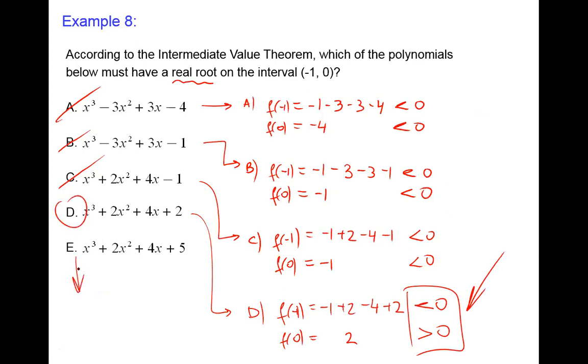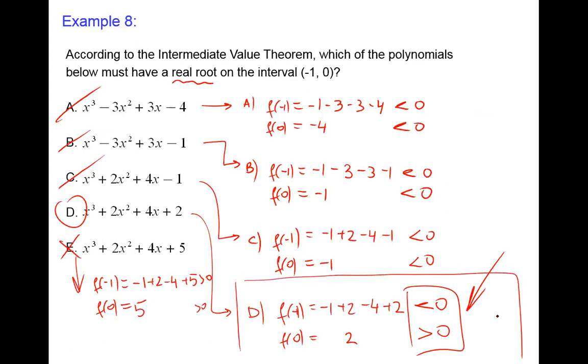If I am on the test, I will still test this one, just in case I make an arithmetic mistake. That means this is 5, and this will give me negative, positive, negative, positive. That means both of them are positive. Also not good. Please remember, that's what we want. We want one value positive, one value negative. Either way, connecting them, I will go through the x-intercept, real root of the equation.